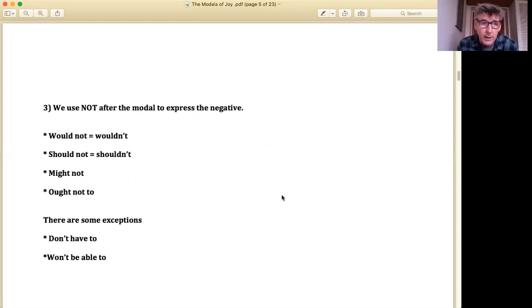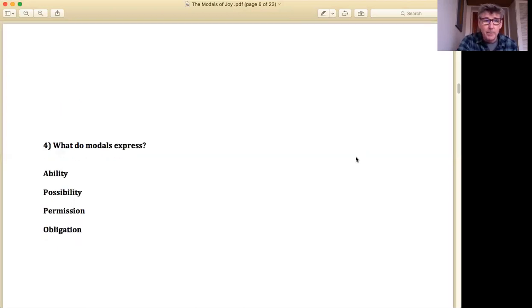Now, there are some exceptions with modal verbs, like don't have to and won't be able to. The grammar there functions a little bit differently, like the have to, but essentially it works like have. So now, what are modal verbs like? What do they express?